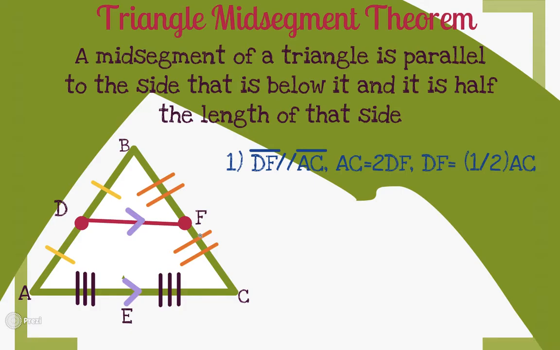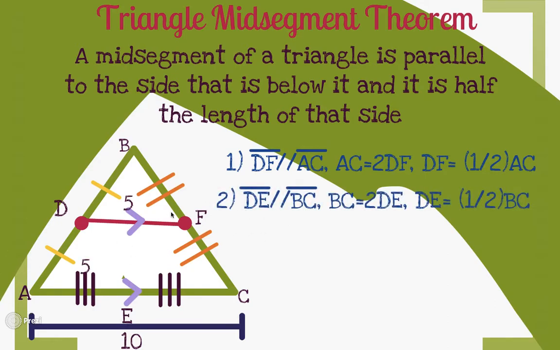Is your mind blown? I think it's blown. And it's the same with all the sides. For example, if this was 5, and you have to double the midsegment to get the length of the side of the triangle that it's parallel to, what would the length of AC be? It would be 10. You guys are like Albert Einstein. You're so smart. And something else to know about that.